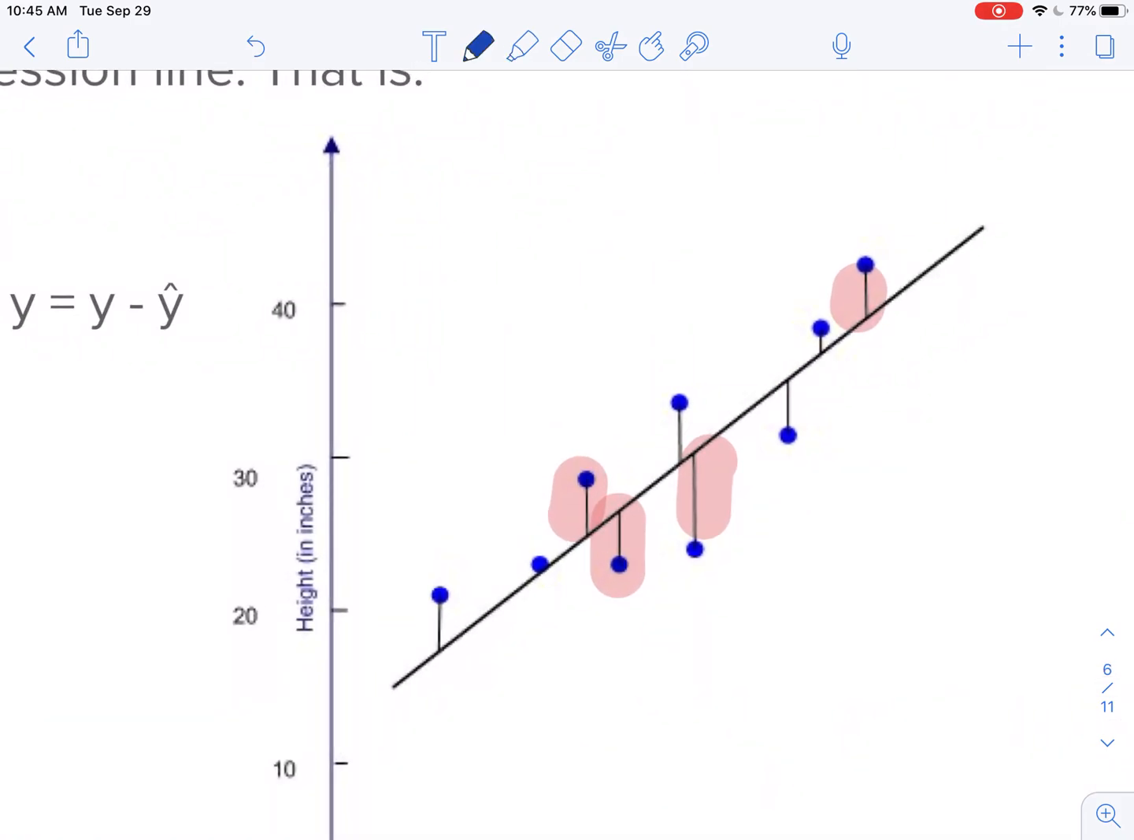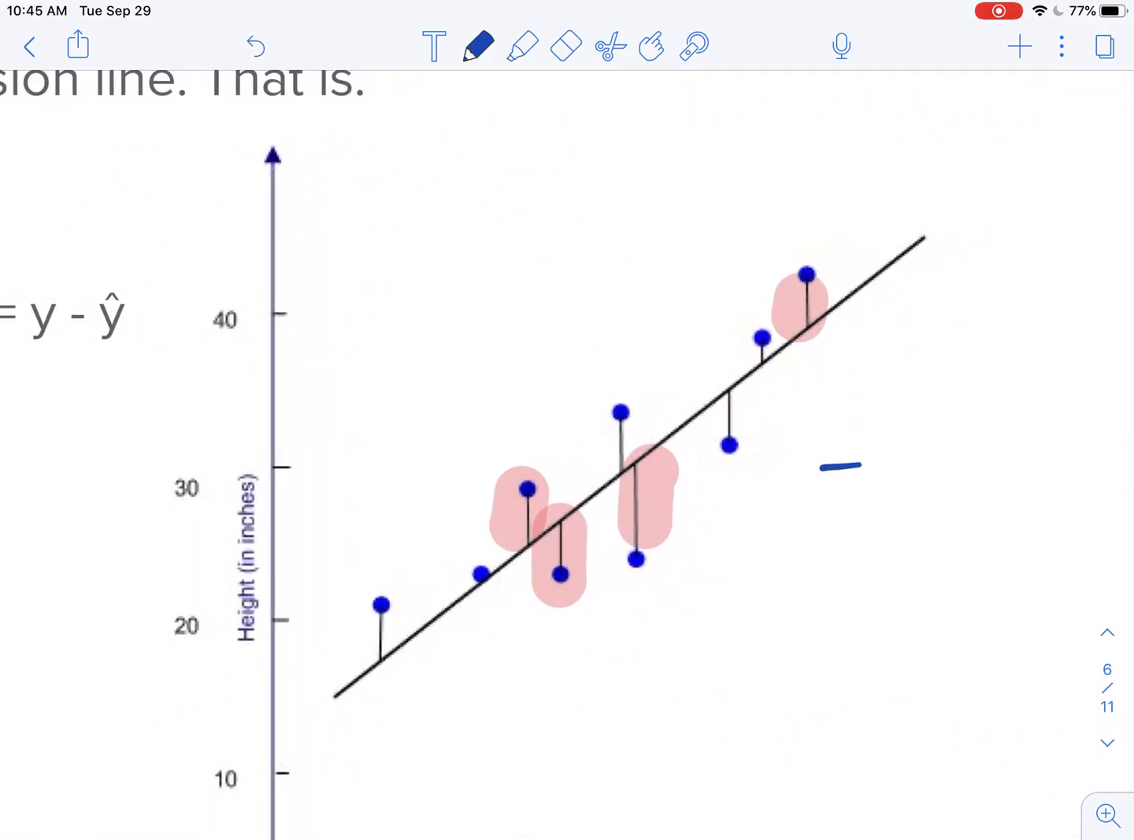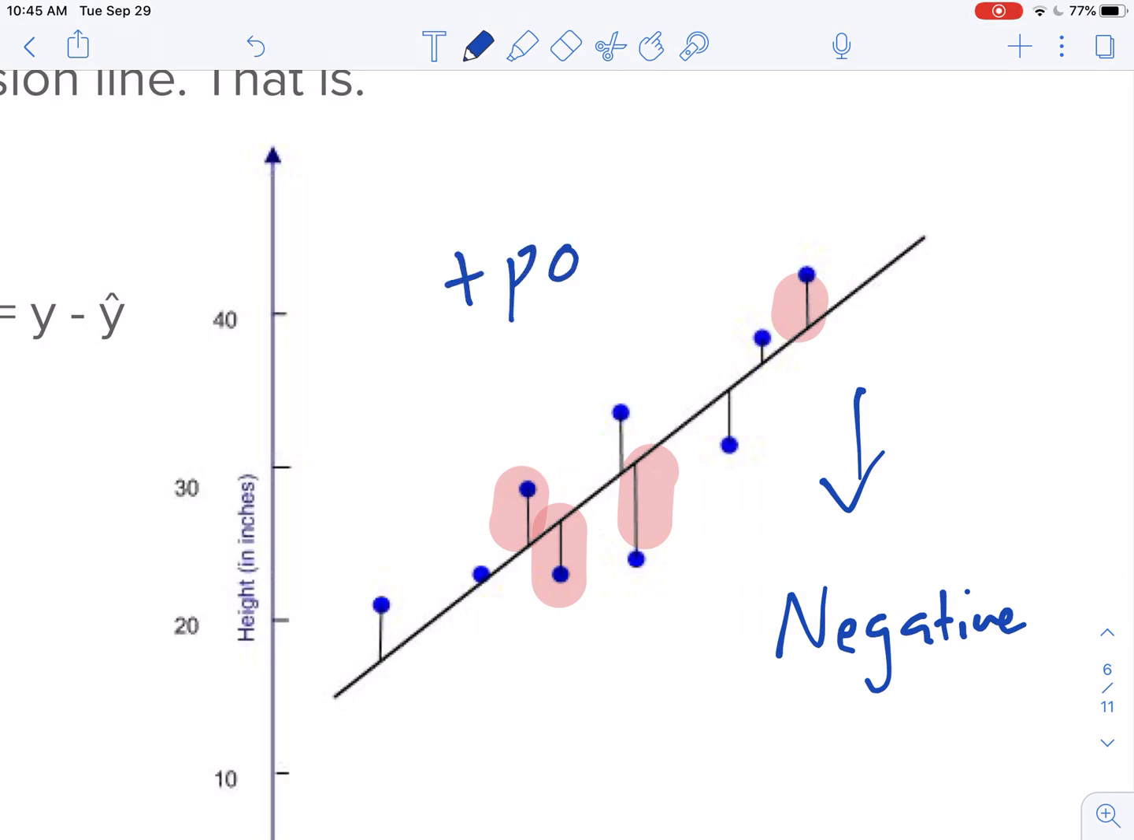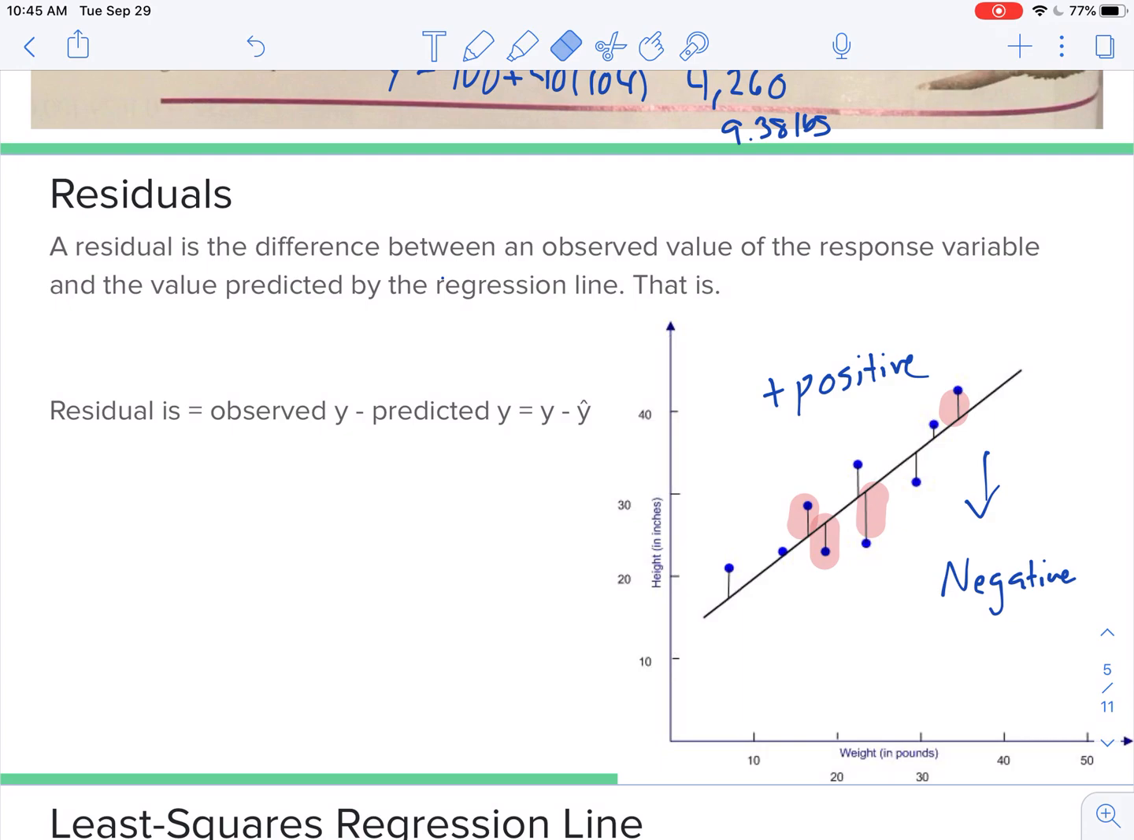Everything that occurs below the line is going to have a negative residual. Everything above the line is going to have a positive residual. Because here, above the line means that our actual value is greater than our expected value. Below the line means that our actual value was below the expected value.